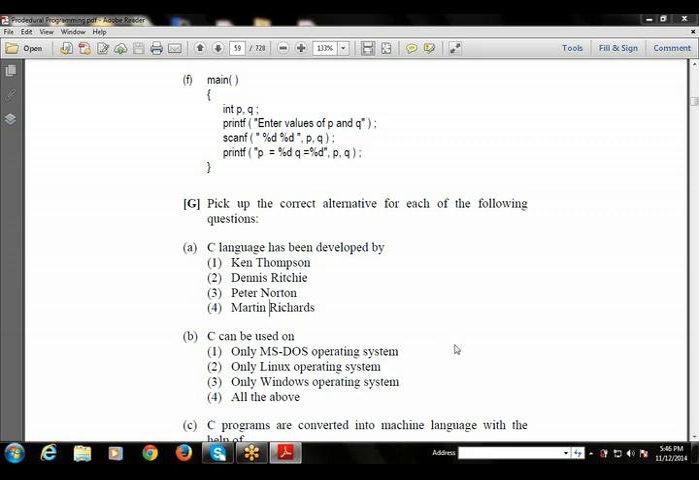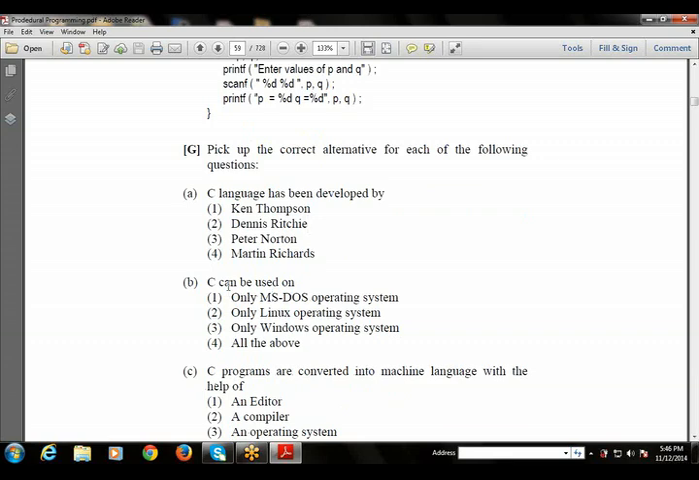Basically, C has been developed by Dennis Ritchie. That is the second option. Then, C can be used on MS-DOS, Linux, Windows. Means it can be used either on MS-DOS, or on Linux, or on Windows, or all of the above. So the answer is all of the above.